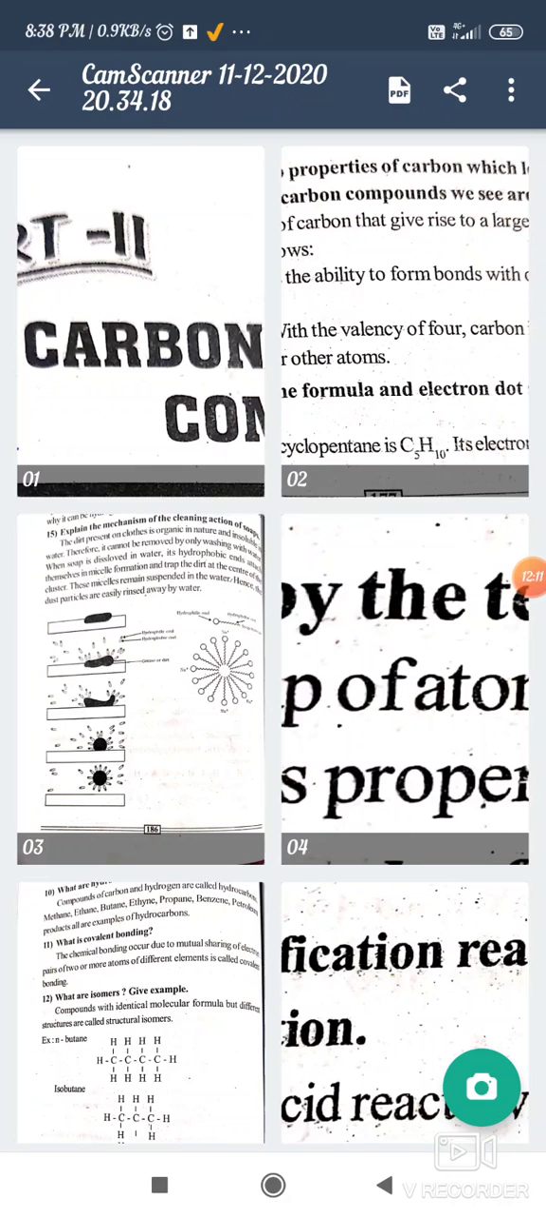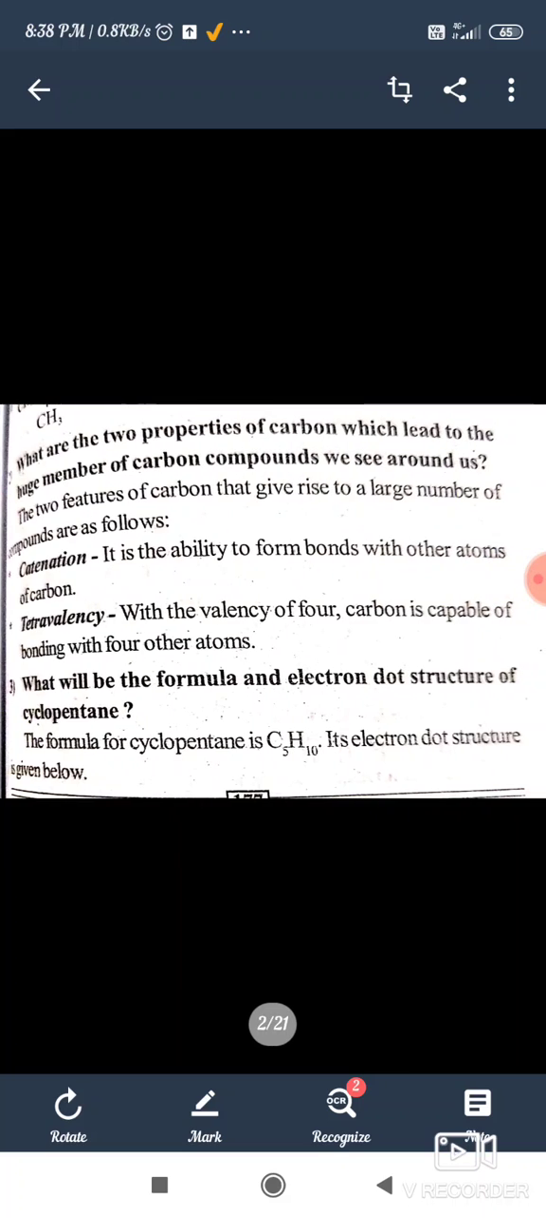And then carbon and its compounds. So here carbon and its compounds is a very important chapter in your examination. So here, what are the two properties of carbon which lead to the huge number of carbon compounds we see around us? The two features of carbon that give rise to a large number of compounds are as follows: catenation and tetravalency. Here catenation is the ability to form bonds with other atoms of carbon.